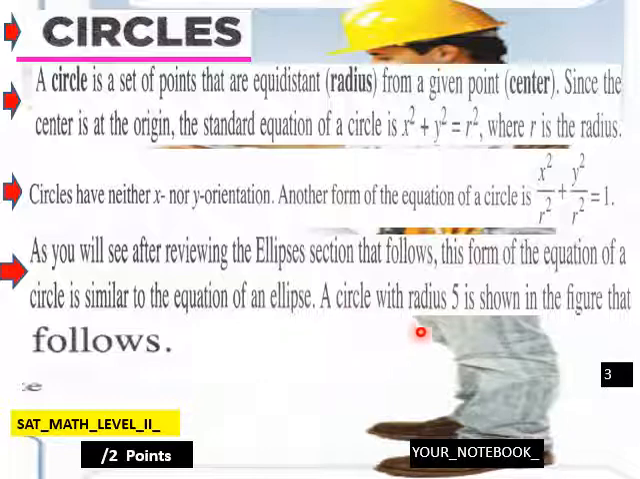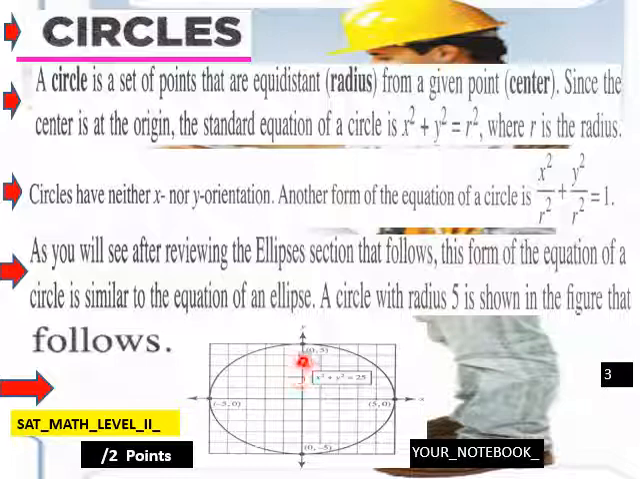A circle with a radius 5 is shown in the figure that follows. So here is an example of a circle with a radius of 5. Here would be your rectangular coordinates. These will be your intercepts here on your axes.